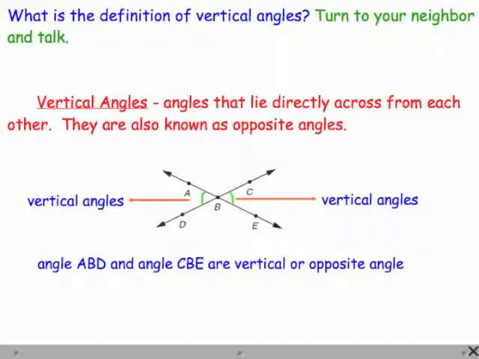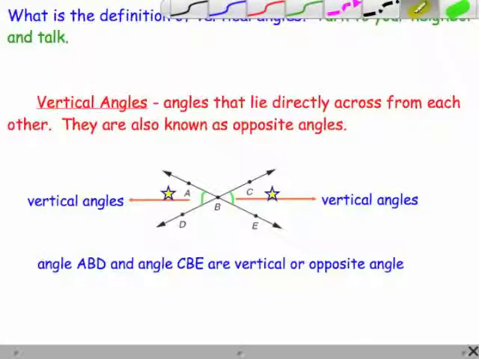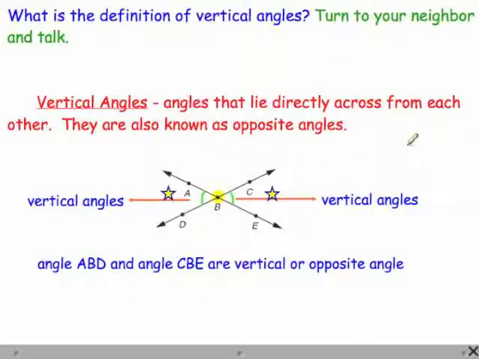In this one, I'm going to use some stars this time. These two angles are what we call vertical angles. They're opposite of each other. They do not share any common lines. The only thing they do share is this common point right here in the middle. Those are our vertical angles.